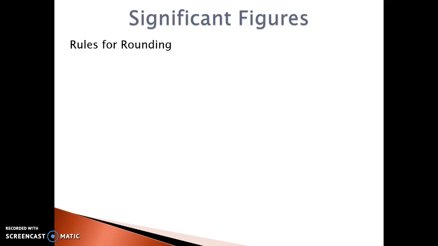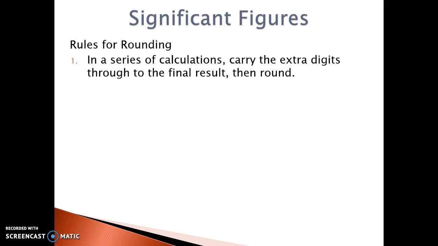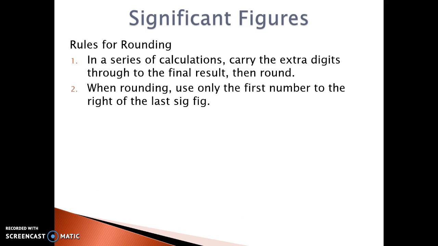Since we are doing mathematical operations and rounding, I think it's important for us all to be on the same page as far as the rules of rounding. First, if you're doing multiple calculations in a row, continue to carry the extra digits through until your final answer, then do your rounding. Now when you are rounding, use only the first number to the right of the last significant figure.